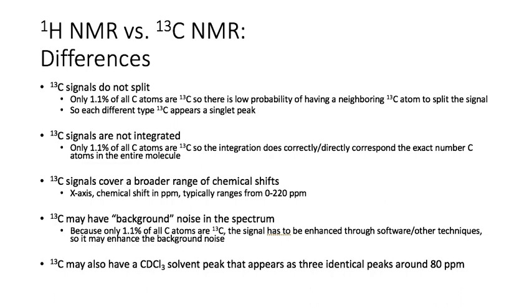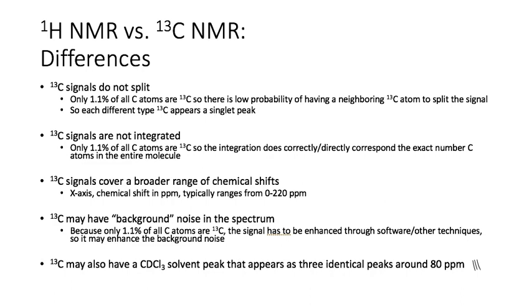So the computer system or software, there have been developed these techniques to scale up the signal to make it look larger so we can actually see it. When you do that, you actually increase the background noise, so you might see some background noise in there. Another thing you might see that's new is, although we still use TMS as our reference, you might also see another solvent peak show up, and usually it just looks like 3 straight up and down lines at around 80 ppm. Those are some of your main differences.